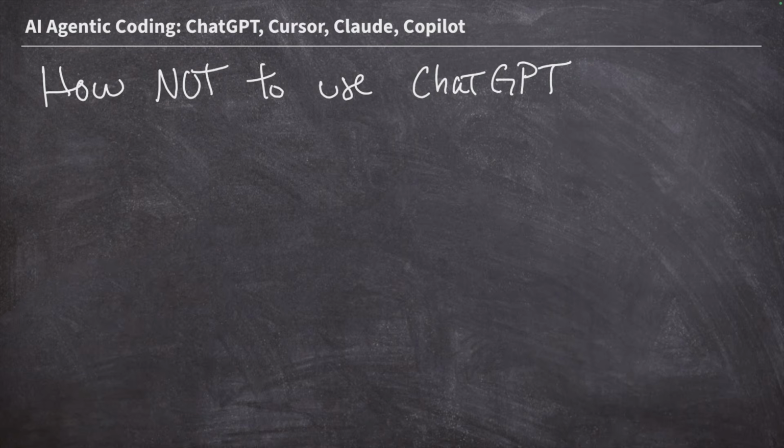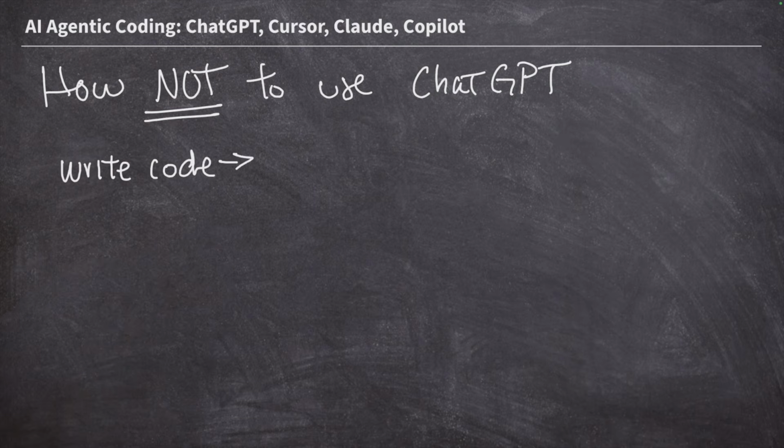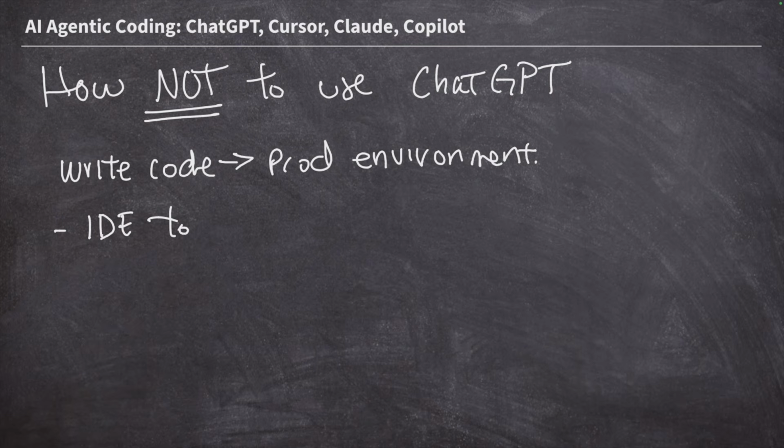Here we're going to talk about how not to use ChatGPT for programming. So the main message here is don't use ChatGPT to write code in a production environment. Instead, use your editor or IDE tools with AI. And we're talking about agentic coding tools, so agents that have tools.